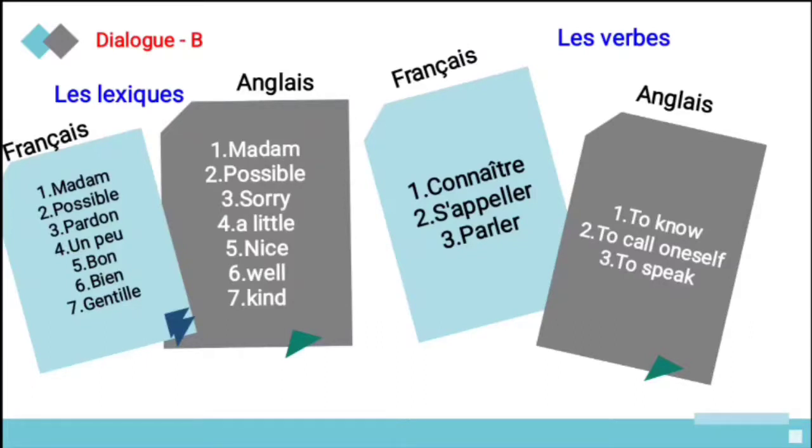And move to the verb connaître, to know, which is based on the third group, that is the irregular one. And s'appeler, to call oneself, it's a pronominal verb. It starts with what? Se. And parler, to speak. It is based on the first group, that is the ER group.